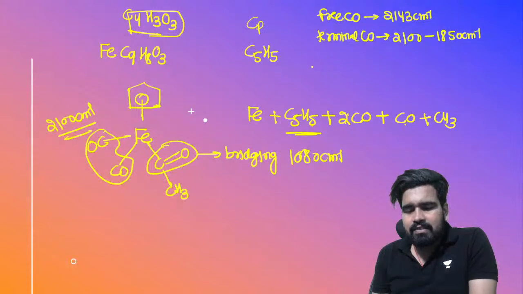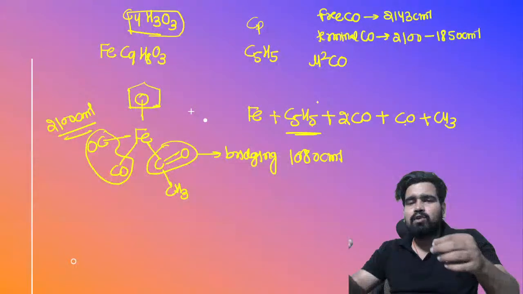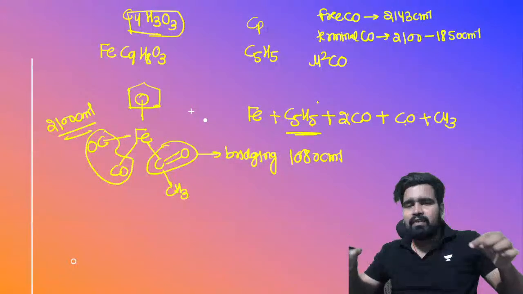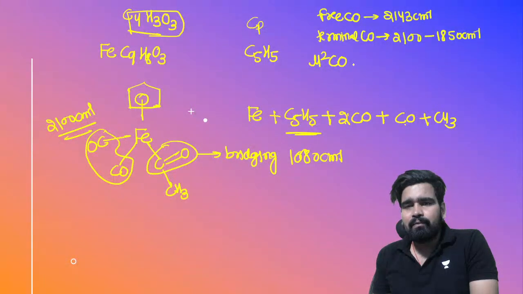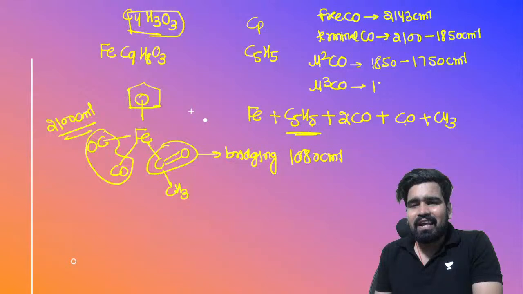Second, there are two types of bridge. There can be a mu2 bridge, mu2 CO. The carbonyl bridges two different metals. Even if they are the same metal, that doesn't matter. If one carbonyl bridges two metals, we say it is mu2 CO, and its value lies between 1850 and 1750 centimeter inverse. Last one, mu3 CO. Its range is 1750 to 1650 centimeter inverse.